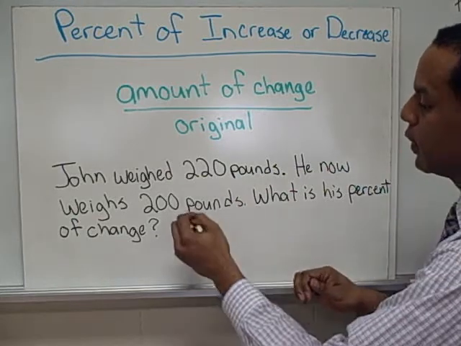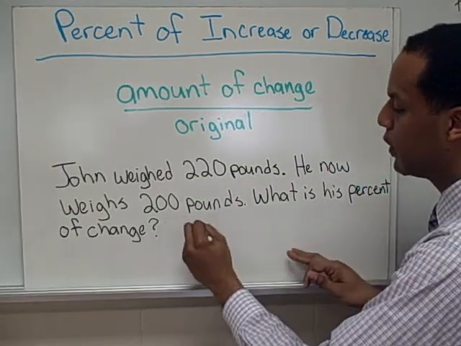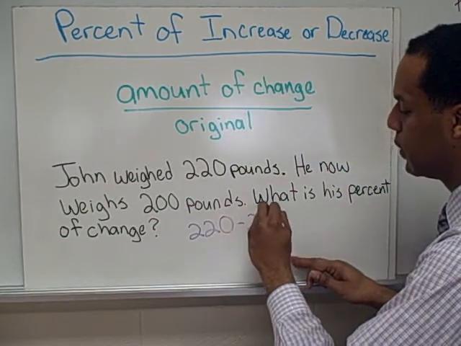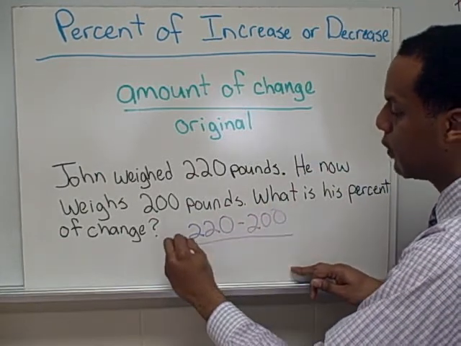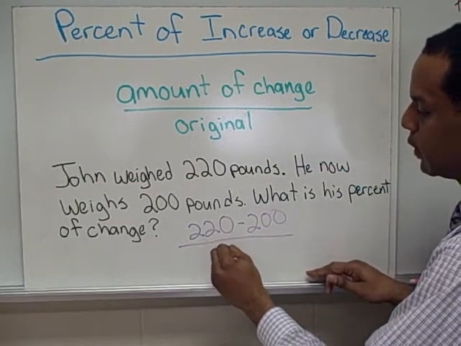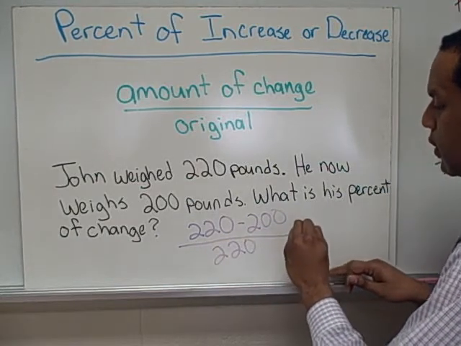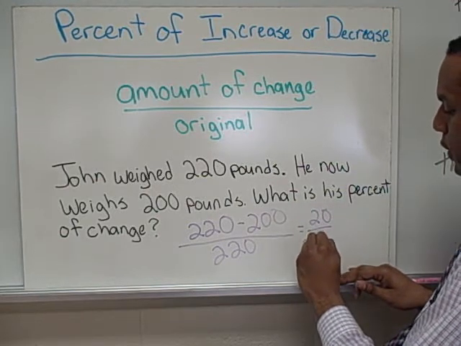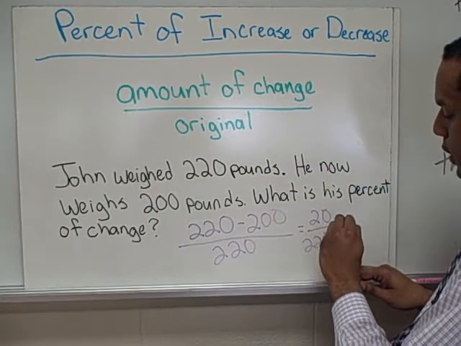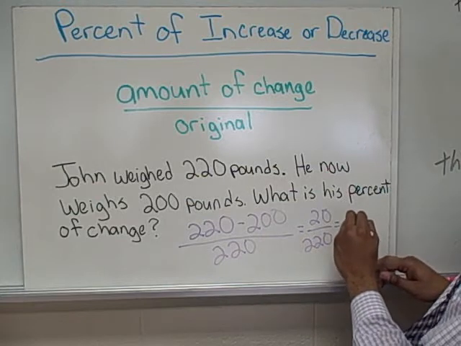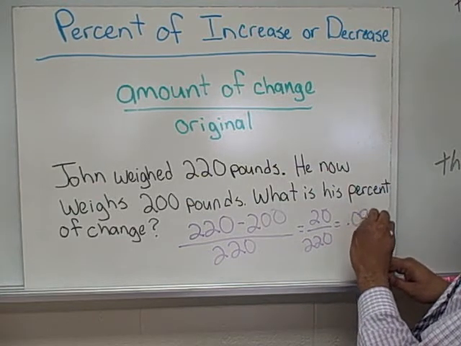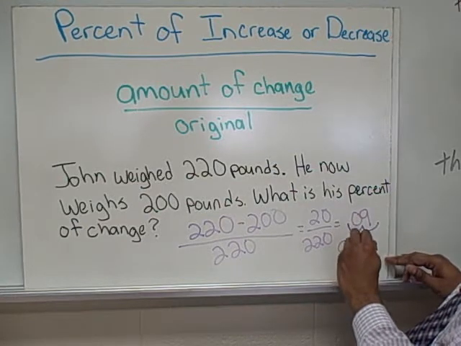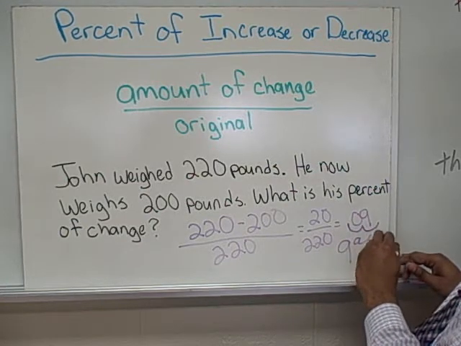So first, I will write my amount of change, which is 220 minus 200, all over my original, which is 220. This will equal 20 over 220. And when I divide that, I will get 0.09, which if I move my decimal place over 2 places will give me 9%.